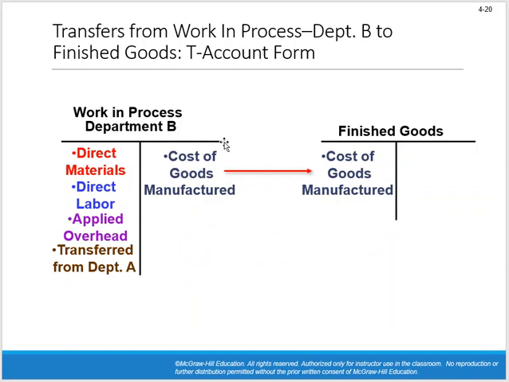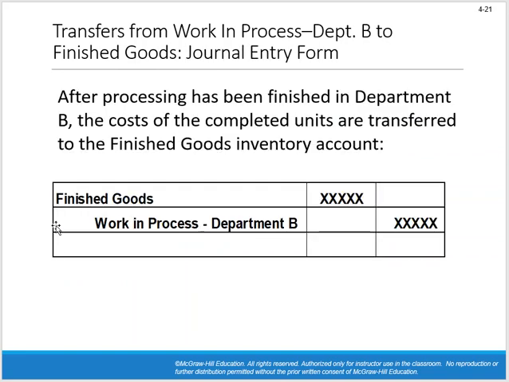Remember that transfer, when we finish the product, is COGM, cost of goods manufactured. Again, that's not an account title, that's a description of what's happening. So we're debiting finished goods, it goes up, and we're crediting WIP Department B, it's going down. And here's the same thing in journal entry form. After processing has been finished in Department B, the cost of completed units are then transferred to finished goods inventory.